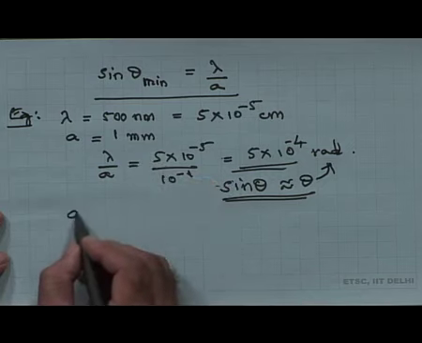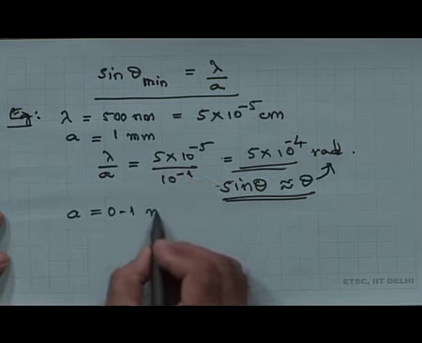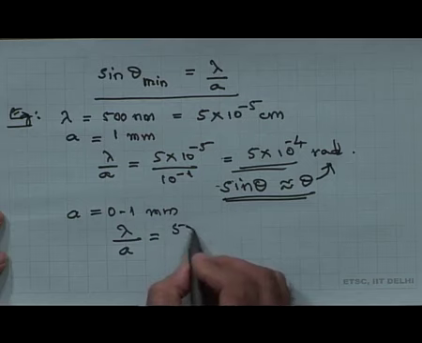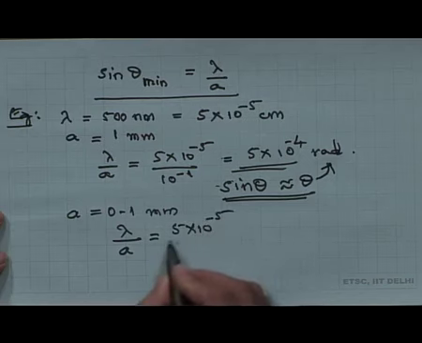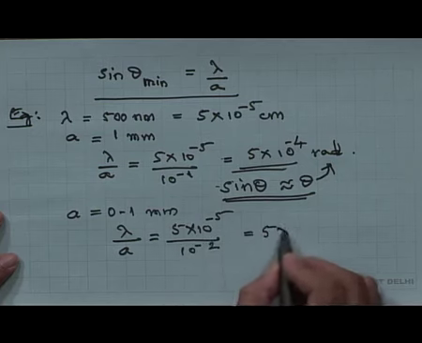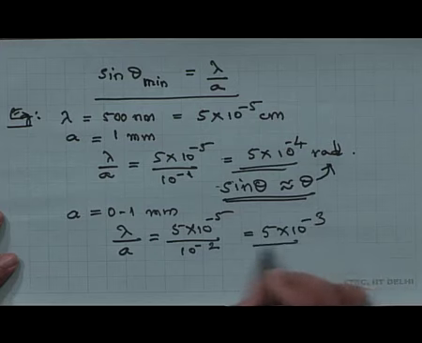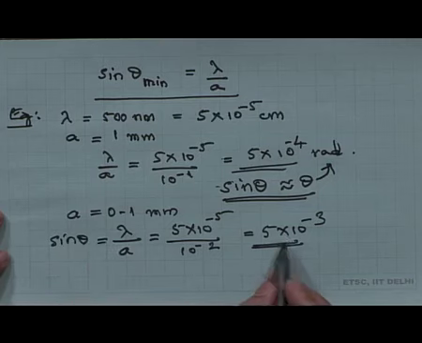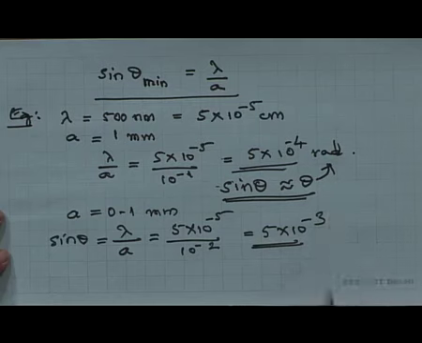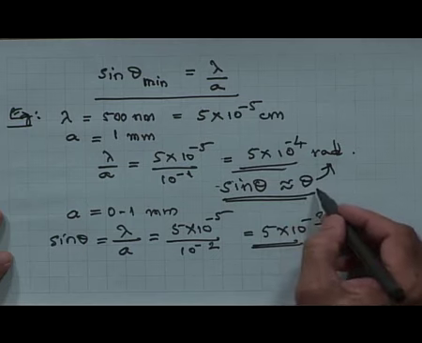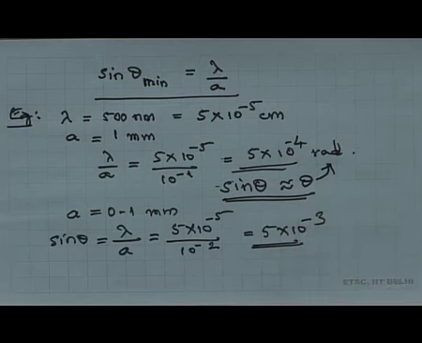If you use a equal to 0.1 millimeter, even then lambda by a is equal to 5 into 10 power minus 5 centimeters divided by 10 power minus 2 centimeters, which is equal to 5 into 10 power minus 3, which is still very small. Therefore, we can easily use the approximation sin theta equal to theta. Now, what is theta? Theta is the angle corresponding to the minima in this case. Please look at the interference diagram.